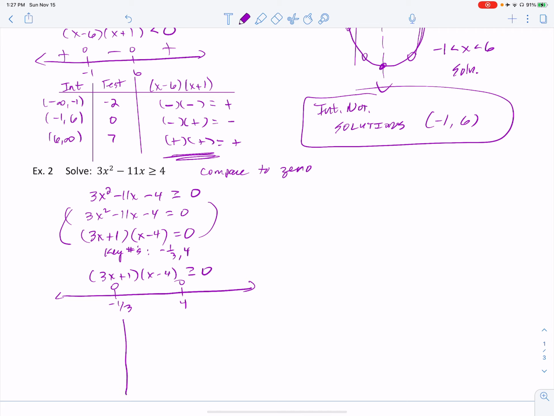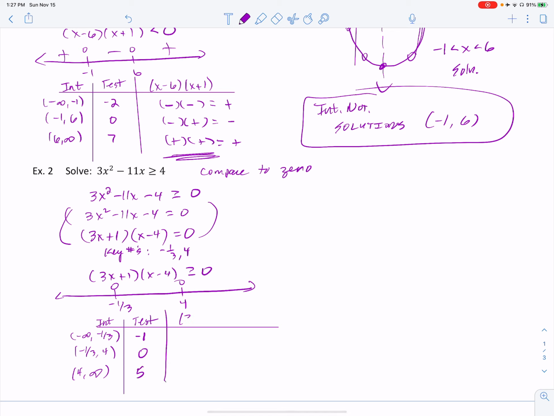And so then I've got my intervals I need to set up. So my intervals are -∞ to -1/3, -1/3 to 4, and 4 to infinity. And I need my test numbers. And to the left of -1/3, I would use a -1. Between -1/3 and 4, I would use 0, and then 5.